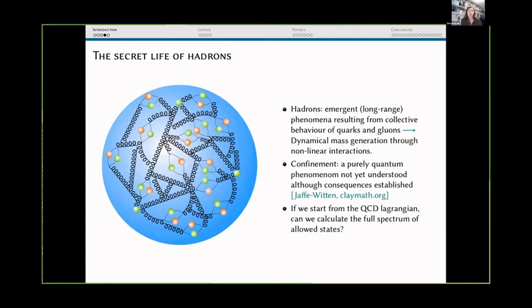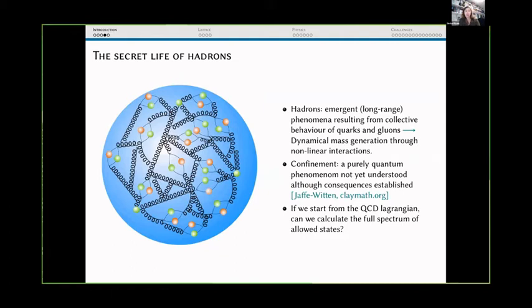So there's a very nice discussion, of course, of the state of the problem of how to mathematically formulate confinement by Arthur Jaffe and Ed Witten for the Clay Prize. And so rather than trying to think about understanding confinement itself, instead we can ask, if we start from the QCD Lagrangian, which I said on the previous slide is formulated in terms of the fundamental degrees of freedom, can we calculate then from this QCD Lagrangian the full spectrum of allowed or observable states?